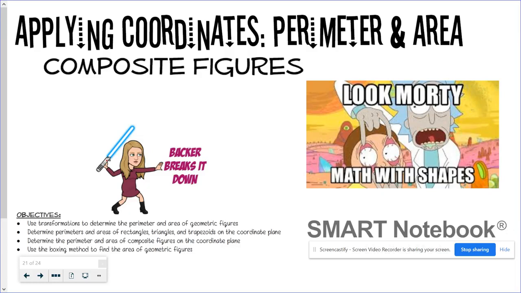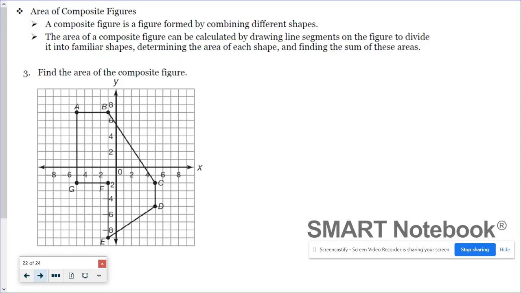So, we've been looking at various methods of finding the area of a figure on a coordinate plane. So, now I want to look at composite figures. Okay, so a composite figure is a figure formed by combining different shapes. The area of a composite figure can be calculated by drawing line segments on the figure to divide it into familiar shapes, determining the area of each shape and finding the sum of their areas.